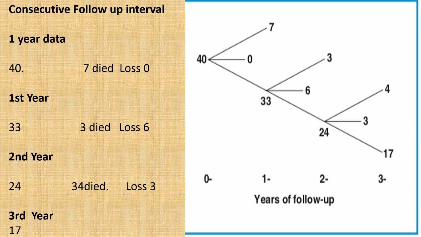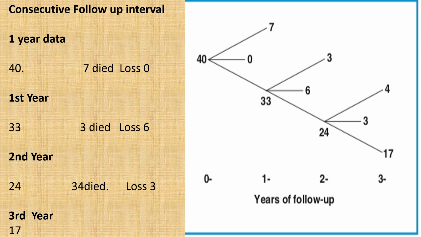Okay, so it's a pretty straightforward thing. You just need to focus on that we started with 40 individuals, 7 died, 0 lost contact in the first year, and then the first year's data reported 33, 24 in the second year, and at the end of the 3rd year 17 individuals were alive, and they were also in contact. Okay, so this is the simplest tree formation we have reported.